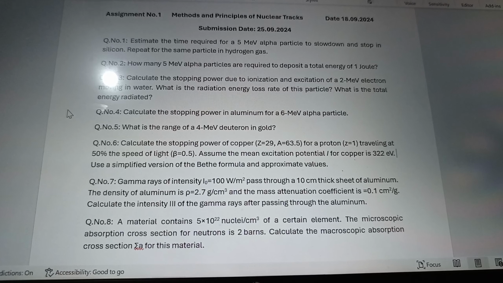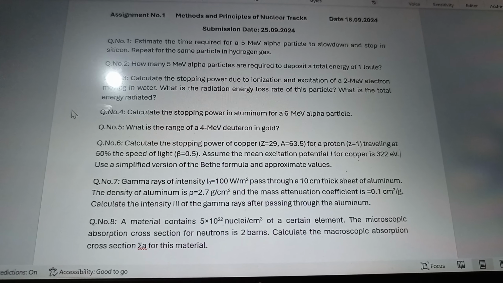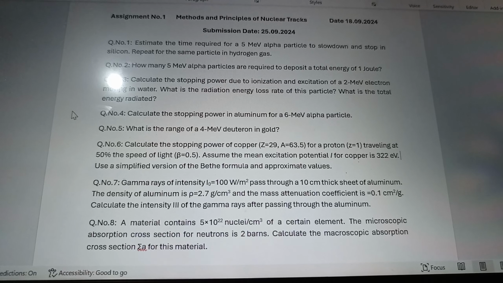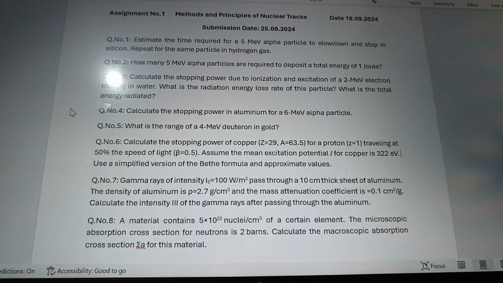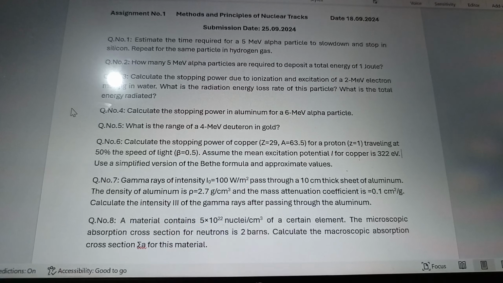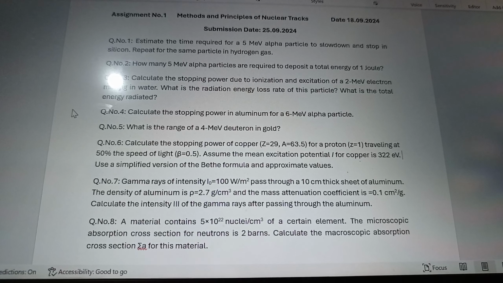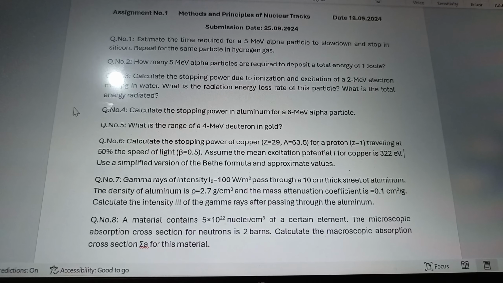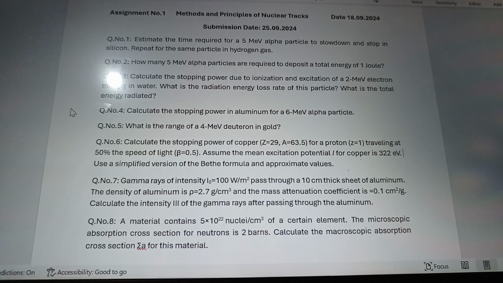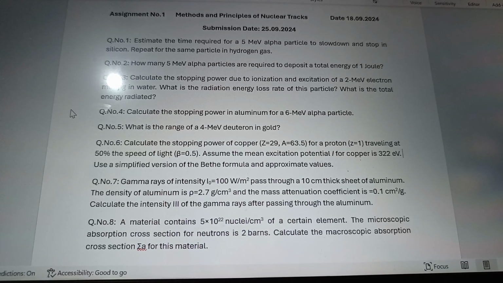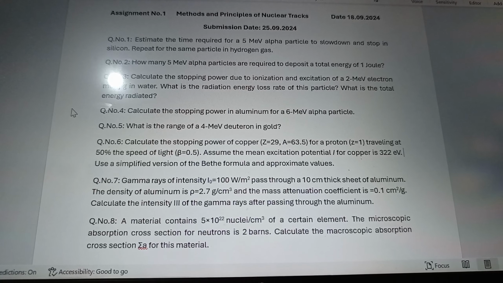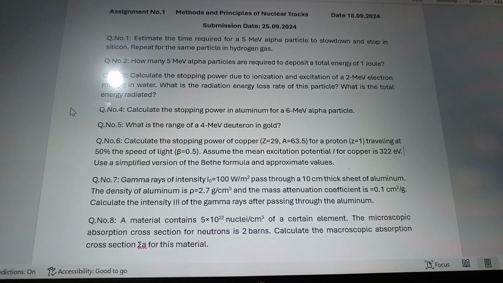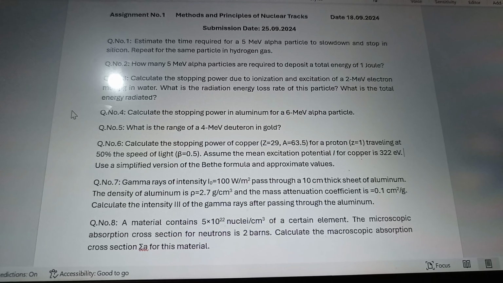The density of aluminium is rho = 2.7 gram per centimeter cube, and the mass attenuation coefficient is 0.1 centimeter square per gram. You have to calculate the intensity of the gamma rays after passing through the aluminium. The intensity of gamma rays is already given: I naught equals 100 Weber per meter square, and the thickness of the aluminium sheet is also given, that is 10 centimeter.